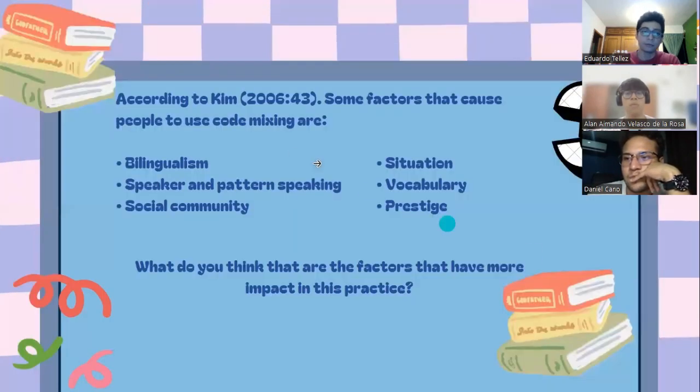So we have, according to Kim, some factors that cause people to use code mixing: bilingualism, speaker and partner speaking, social community, situation, vocabulary, and prestige. So, Armando, what do you think are the factors that have more impact in this practice?